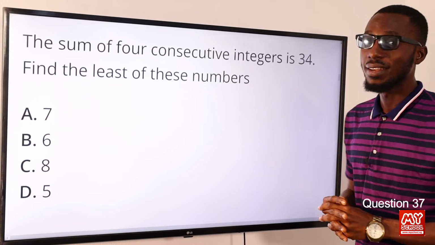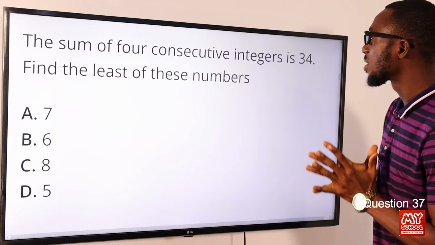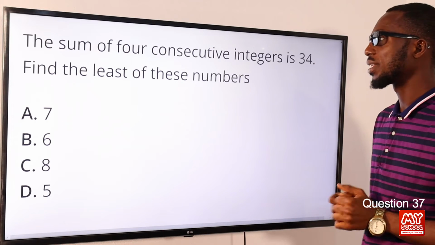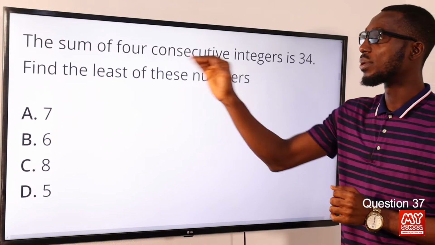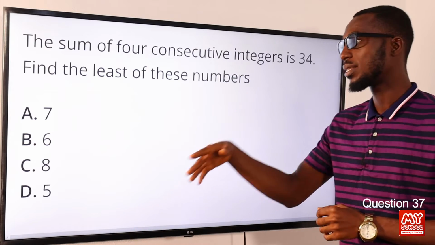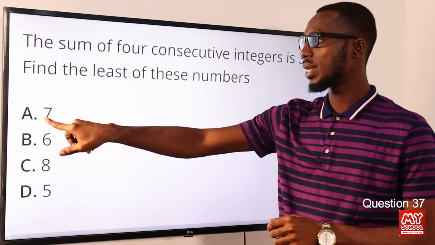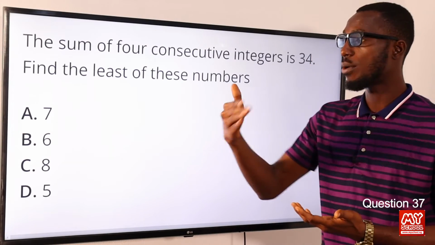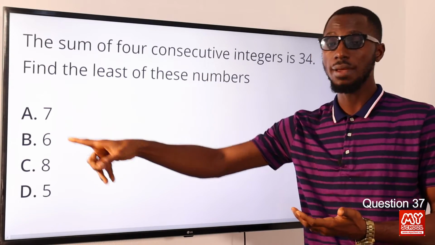Question 37. The sum of 4 consecutive integers is 34. Find the least of these numbers. So consecutive means they are following each other. All right, so let's take the first one. So let's say the least number is 7. So let's try it out if it's going to give us. So we are talking about 4 consecutive numbers starting from 7, the least.